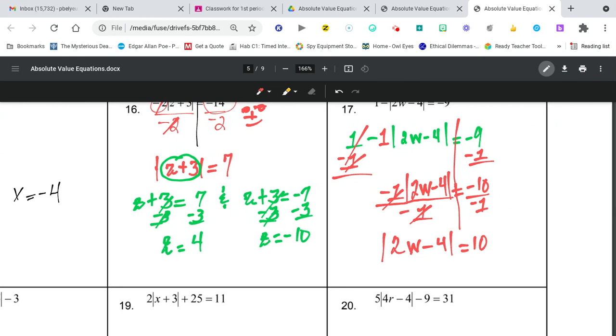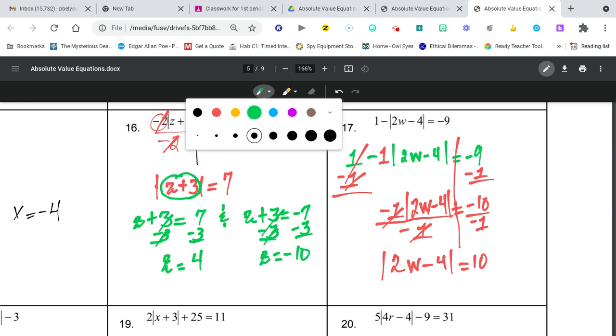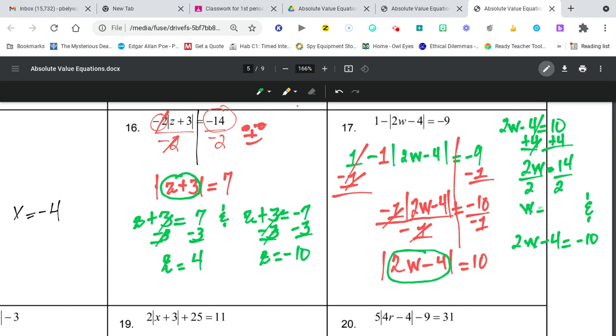Now, as you can tell, I don't have enough room. I might be able to squeeze it in over here. Okay, now I have only the absolute value on one side of the equation, so I can work with what's on the inside and set it equal to a positive version of 10, and I can set it equal to a negative version of 10 and solve for both. So add 4 to both sides. So we end up with 2w equals 14. Divide both sides by 2, and w equals 7.